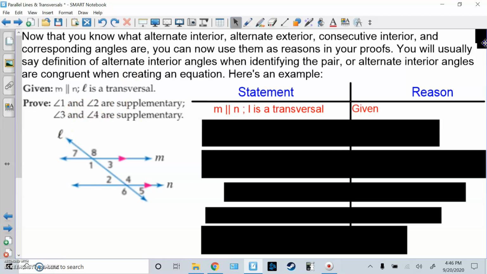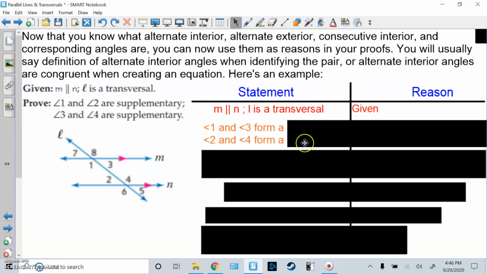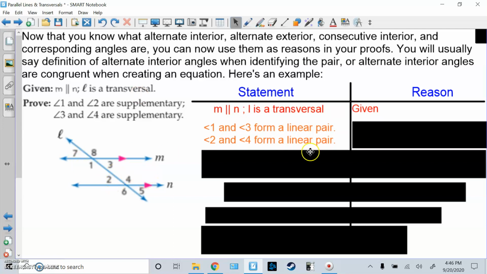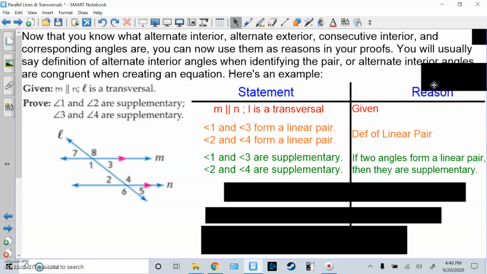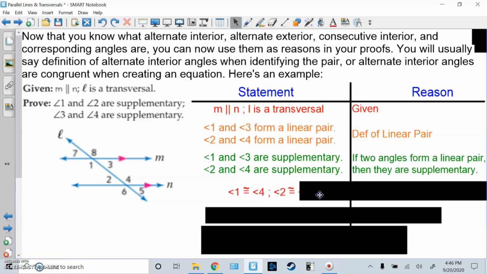So you know our two-column chart. First reason always given. From here, what can we say? We can say, oh, 1 and 3 make a linear pair, and 2 and 4 make a linear pair, because that is what the definition of linear pair is. So we use the fact we can identify or name linear pairs. From there, we can say, oh, 1 and 3 are supplementary, 2 and 4 are supplementary, because linear pairs add up to 180, right?